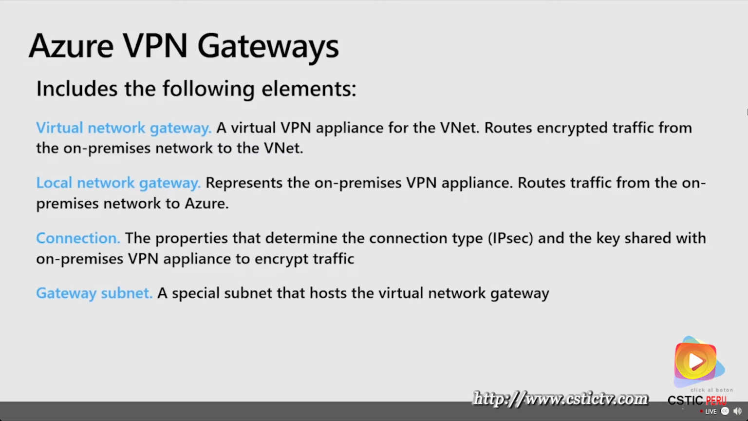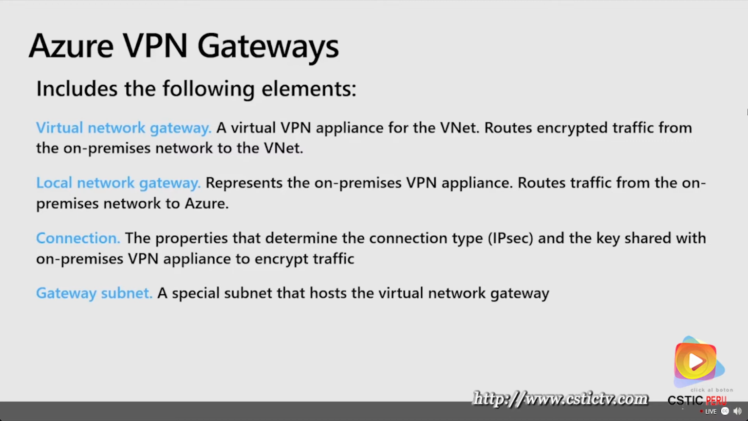Now between these two, we have the connection itself. And the connection is configured with different properties like the connection type and a key that is shared with the on-premises VPN appliance for doing the encryption of that traffic. It's important to make sure that your local network gateway supports the connection type that you've configured. And finally, the gateway subnet. So that was the special subnet inside our Azure virtual network that hosts that Azure VPN gateway.